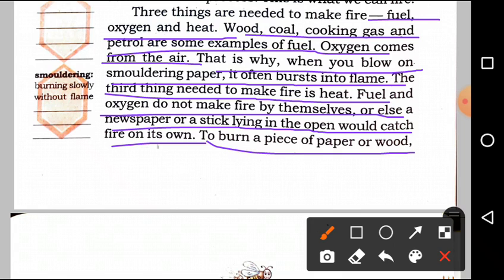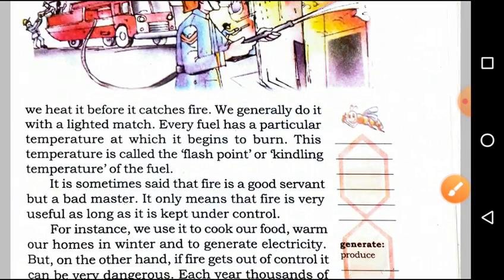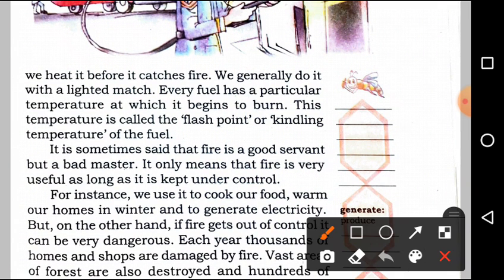To burn a piece of paper or wood, we heat it before it catches fire.